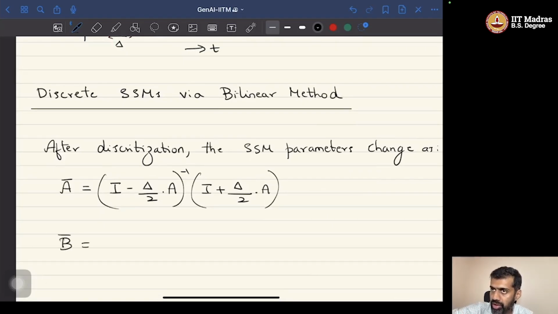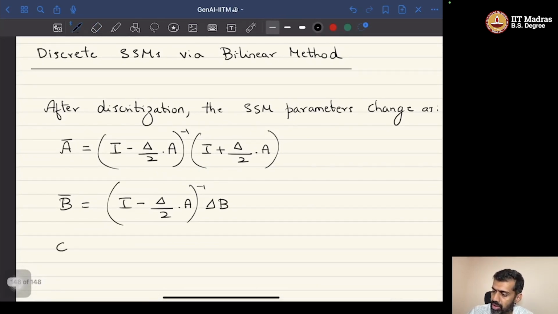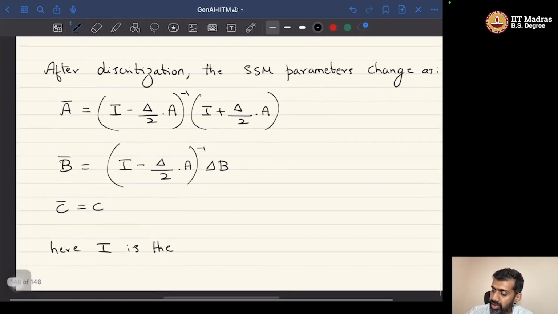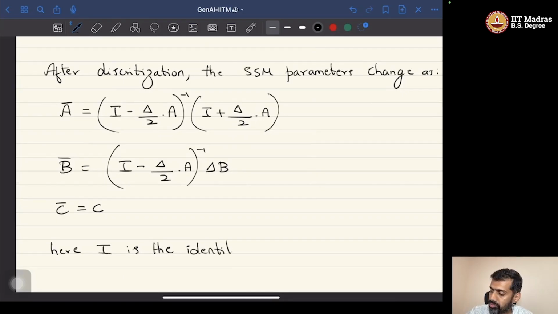So B also gets transformed into I minus delta by 2 times A inverse, delta times B. So this will be B bar, and C doesn't change, so C bar will be just the same as C. Now here I is the identity matrix of the appropriate size, and delta is the step size used for discretization.